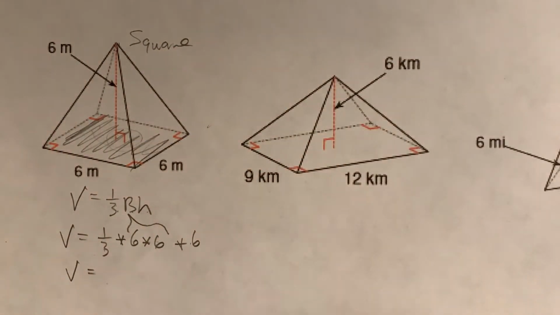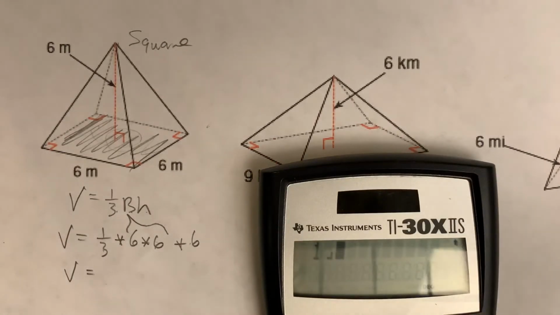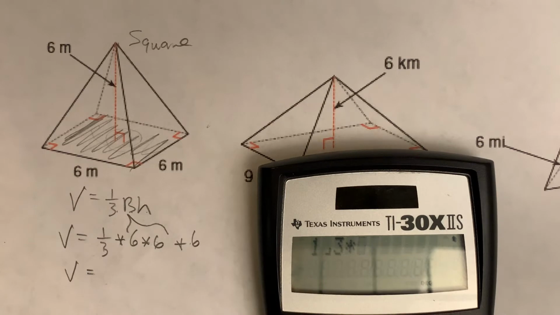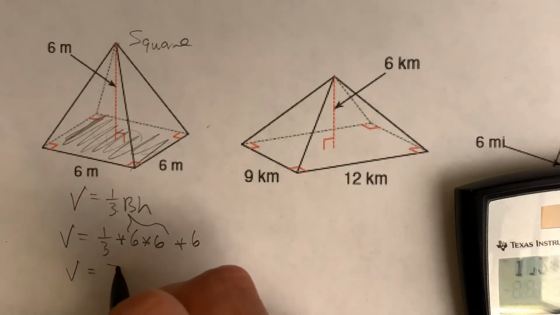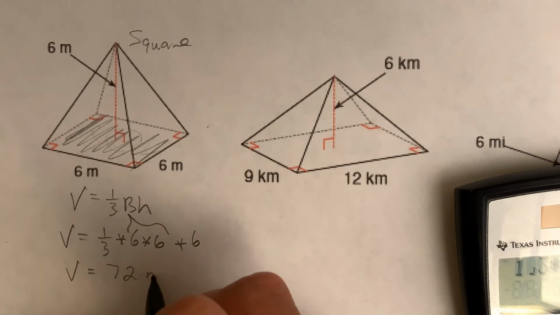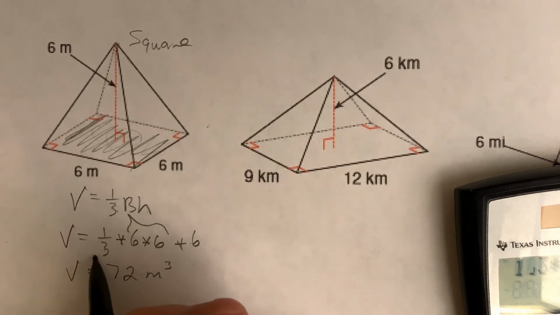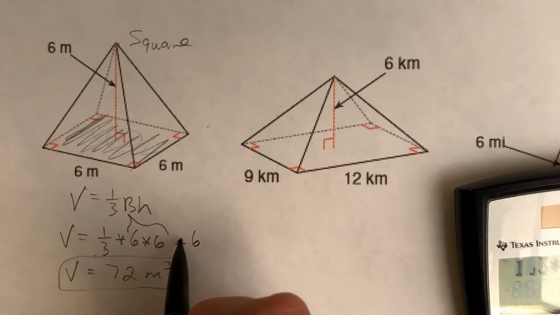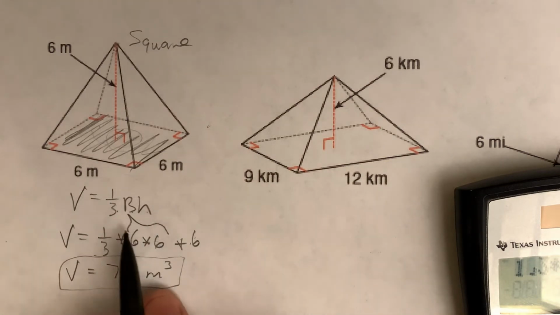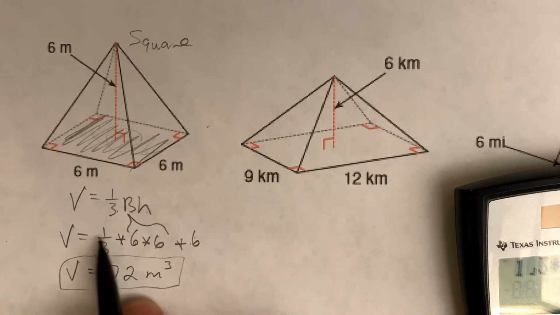So let's go ahead and multiply those out by each other. So we'll take 1/3 times 6 times 6 times 6, which is 72. So we get 72, and this is in meters cubed. Again, notice how it's going to be cubed because I'm taking three things and multiplying three things together. That's why it's cubed. You don't count the constant of the third.